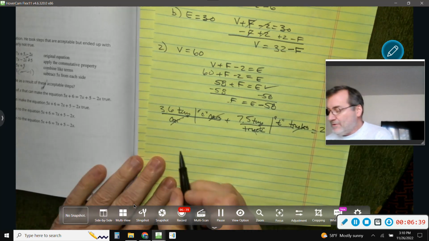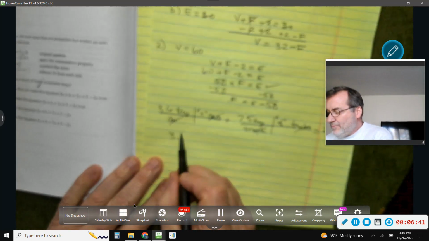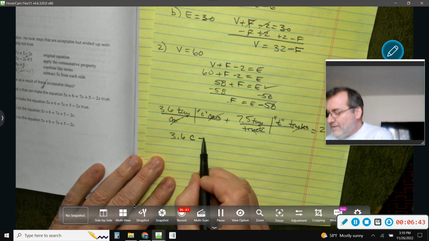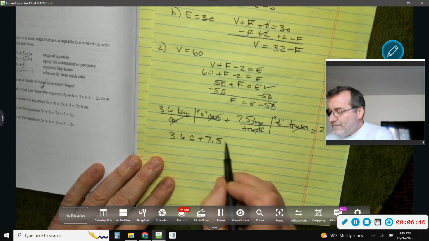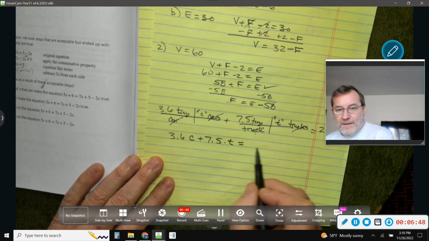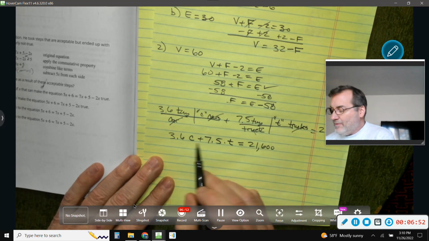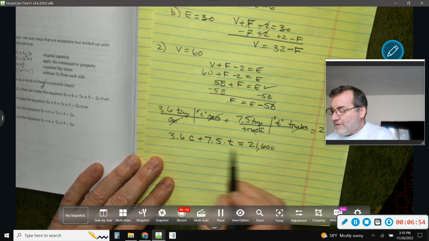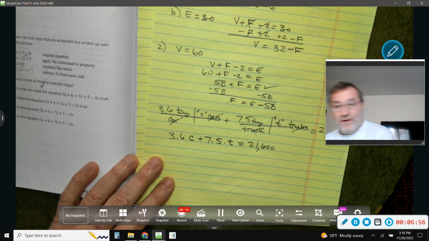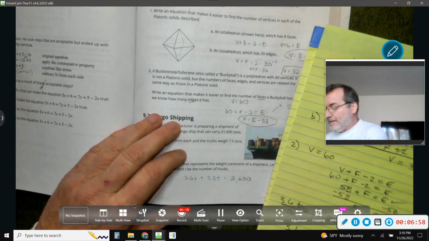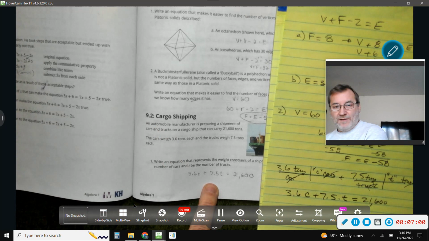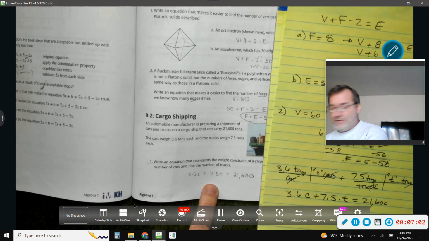Okay, so we can just rephrase this as 3.6 times C plus 7.5 times T, and that will equal 21,600. That will allow you to get a combination of cars and trucks that can match that number exactly without exceeding it. So there's your answer right down there too. All right, we simply restated it.